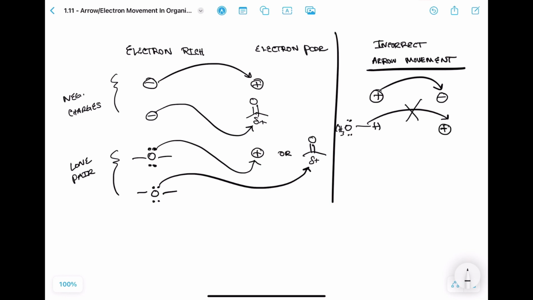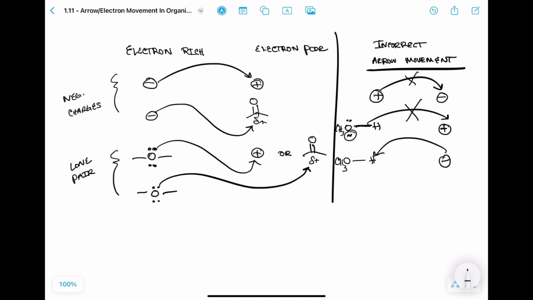You can't do this. You can't move from a positive charge to a negative charge. You can't move something that is not electron-rich, such as this bond, because the electron richness resides in these lone pairs. And have it move over from the hydrogen to the positive charge. Oftentimes, what students mean is this.